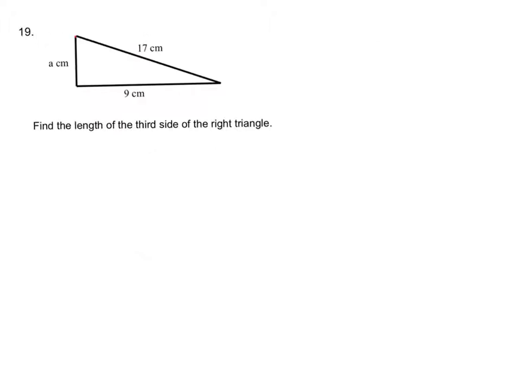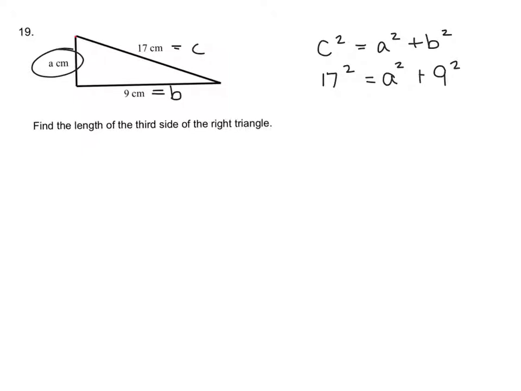Find the length of the third side of the right triangle. Again, we have a right triangle, so that means we can use the formula for Pythagorean theorem. C squared equals A squared plus B squared. And C is the hypotenuse, so that's 17. A is what we're trying to find in this problem, so we'll just leave that as A squared. And then B is the leg of the triangle, which is 9.